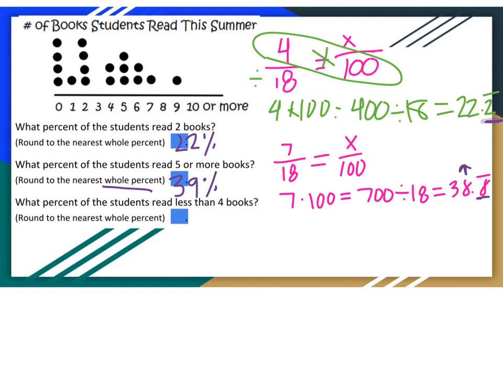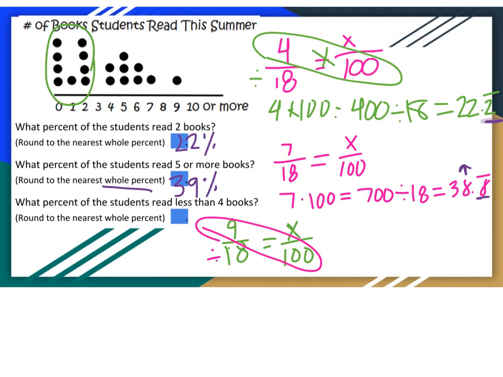Okay, we just have one more. So what percent of students read less than 4 books? So think about what is less than 4. So it does not include 4, it's anything less than that. So the 3, 2, 1, 0 people. So count those dots. I'm seeing 9 of them because we're talking about this group. So 9 out of the 18 equals x out of 100. Go ahead and do your cross multiply and divide, and let's see what you get.